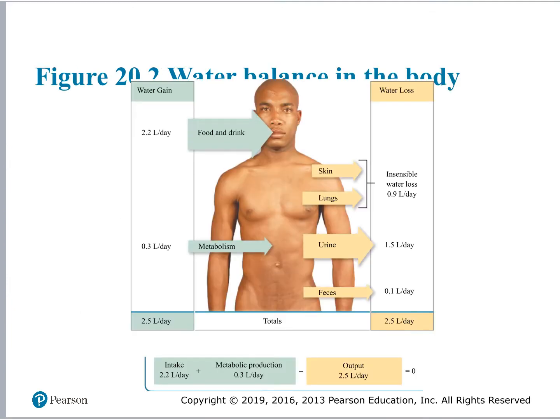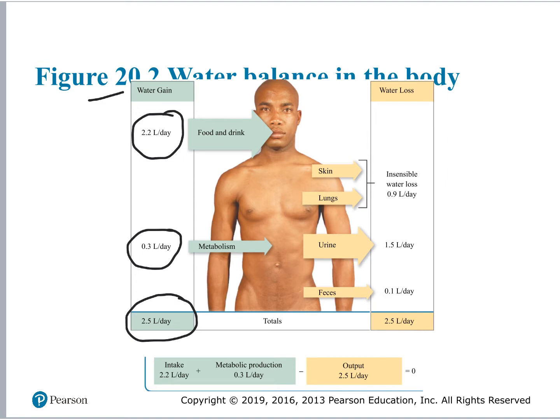This picture will explain mass balance. We'll look at the left side of the picture. Water gain. How do we get water into the body? We ingest 2.2 liters per day just in the food that we eat and the things that we drink. So we take in 2.2 liters that way, and then through metabolism, using aerobic respiration, it also produces some water, so that the total for the whole day intake of water is 2.5 liters per day.